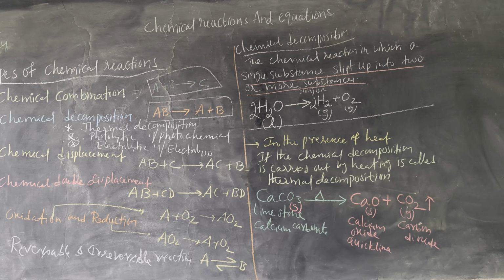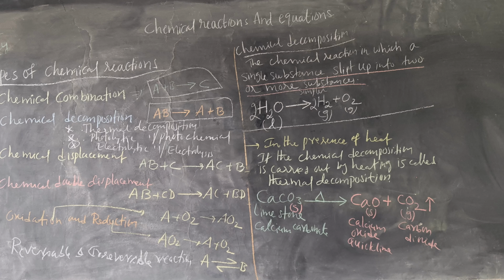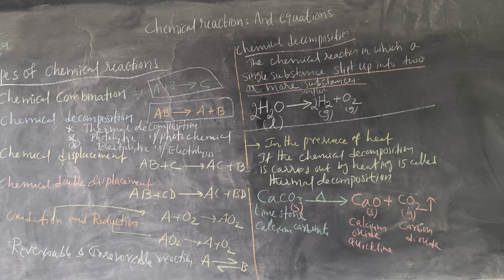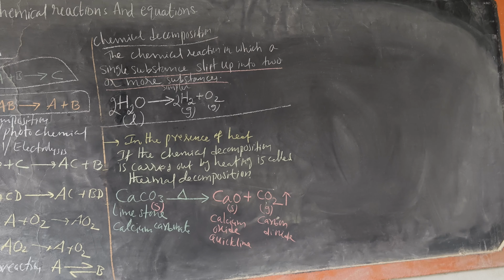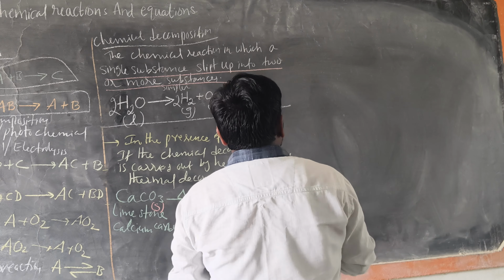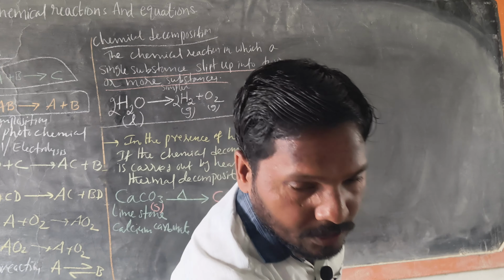Why is it called thermal decomposition? Because this reaction is carried out by heating. So the decomposition of calcium carbonate into calcium oxide and carbon dioxide is an example for thermal decomposition. Then let us take other examples for thermal decomposition.